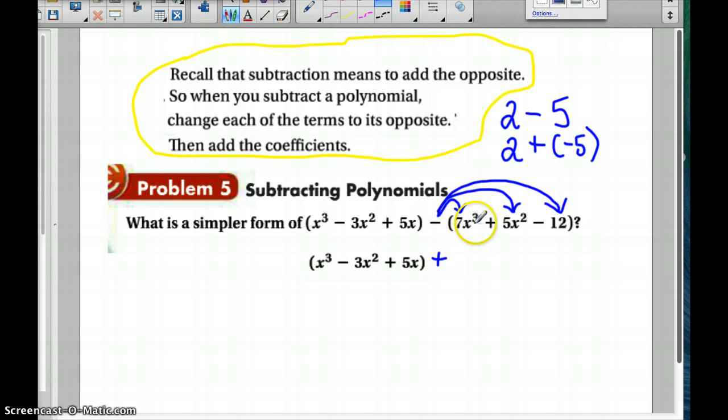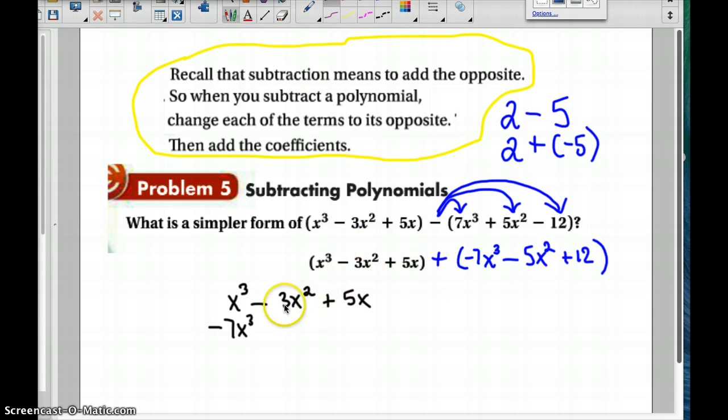So 7x cubed becomes a negative 7x cubed. Positive 5x squared becomes a negative 5x squared. And a negative 12 becomes a positive 12. Okay, now pause the video and set those up in vertical fashion to now add them together.